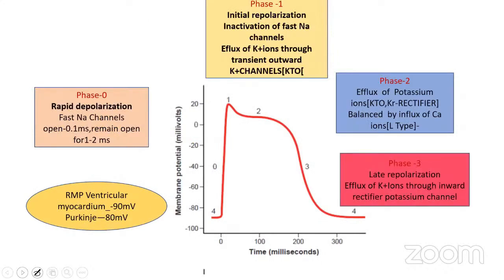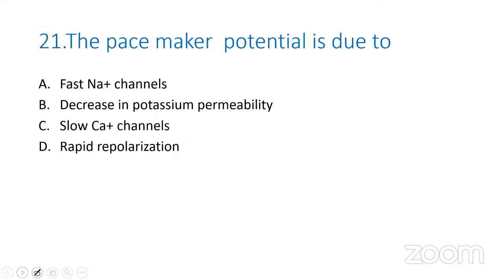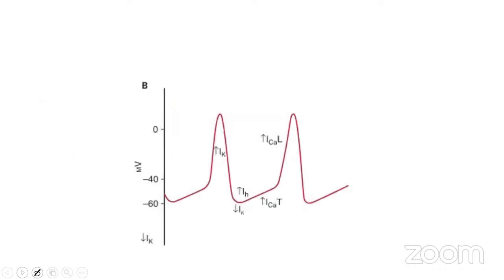And one more potential is seen in the cardiac muscle. It is the pacemaker potential. This portion is the pacemaker potential. Actually, it is not a resting membrane potential. It is a restless type of membrane potential. It always changes, from minus 60 to minus 55.